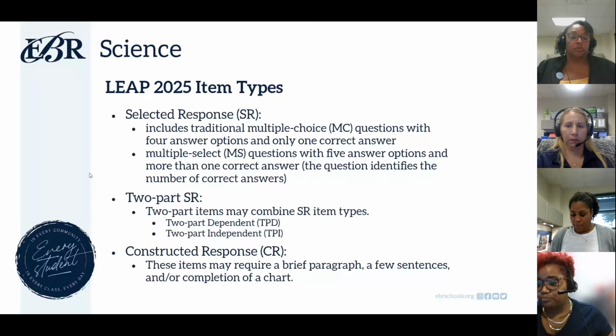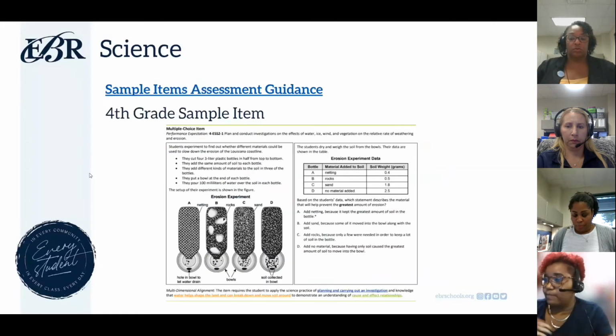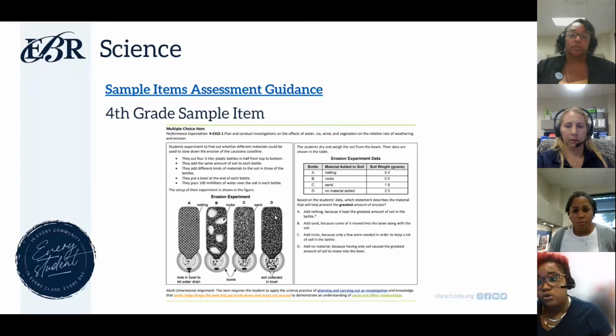And when we talk about constructive response, these are items that may require a brief paragraph or a few sentences, or possibly the completion of some type of chart or graph. So let's go into our activity. This is our sample items. Up here, there are sample items for assessment guidance. And you can actually go in and they will show you for the different assessments that will be given. And you'll be able to look at those ahead of time for your backwards design.